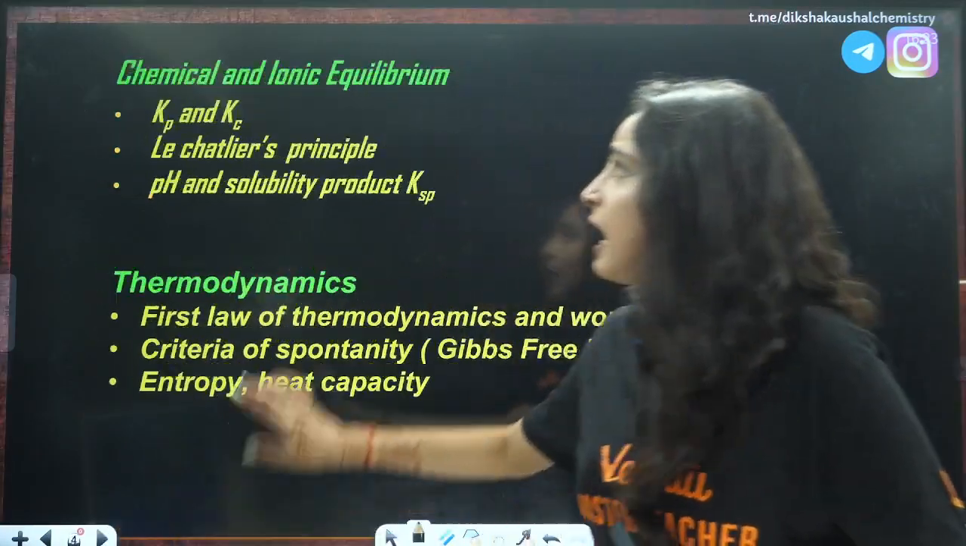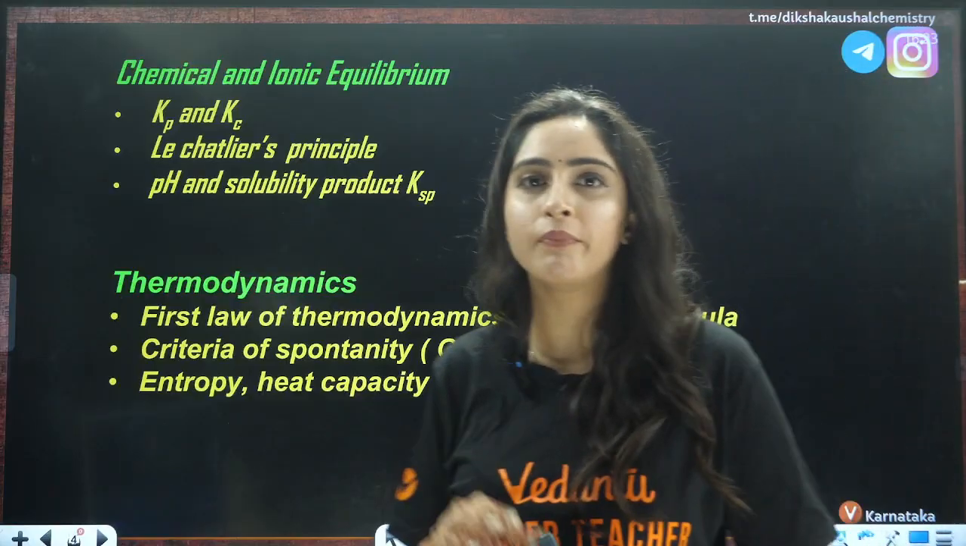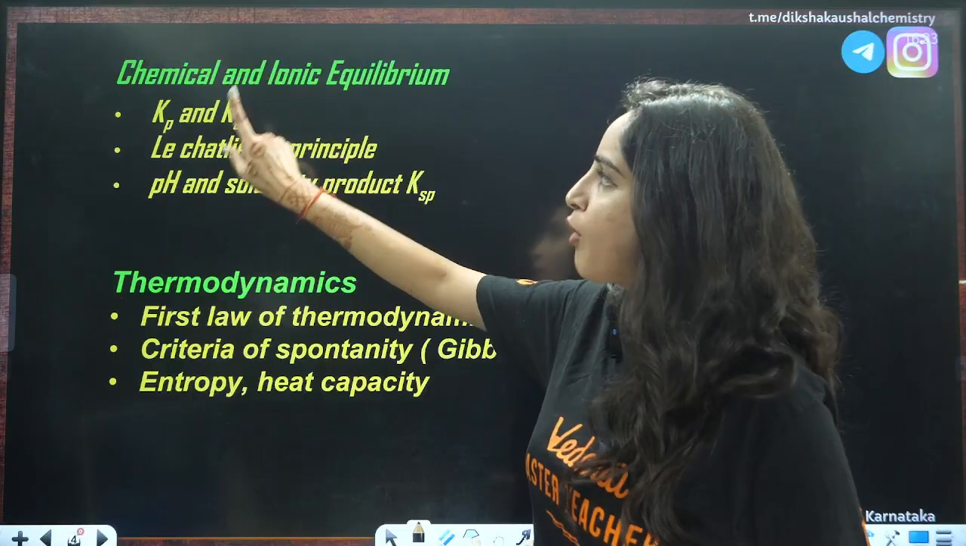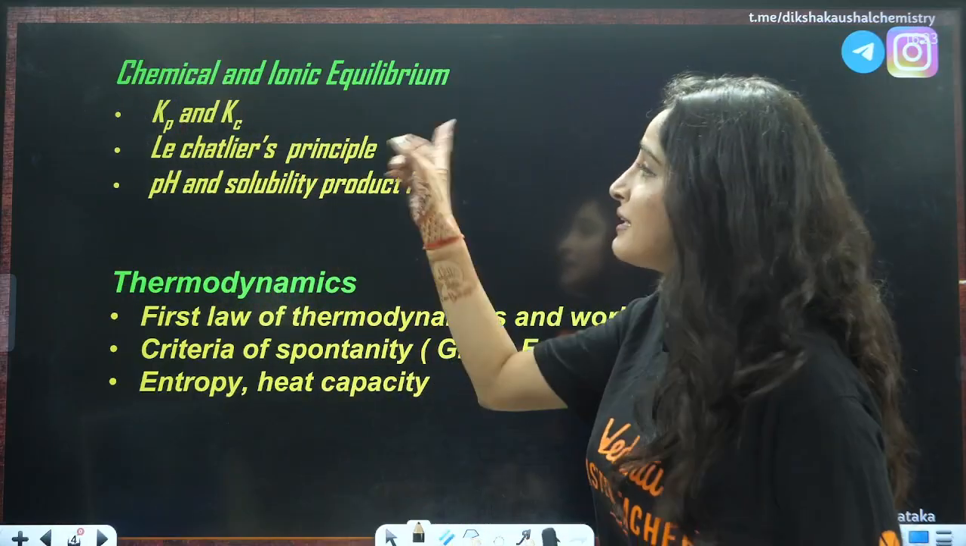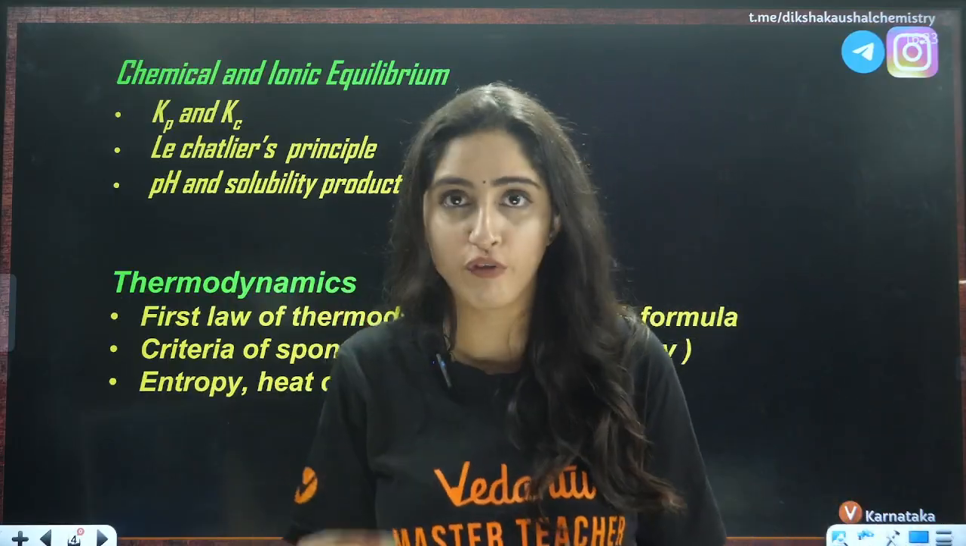Next is chemical and ionic equilibrium. Now from this chemical equilibrium, it's very simple, like law of mass action. You need to remember what is the formula of Kc and Kp, what is the relation between Kc and Kp. Then you have Le Chatelier's principle, the dependence of temperature, pressure, all of these things.